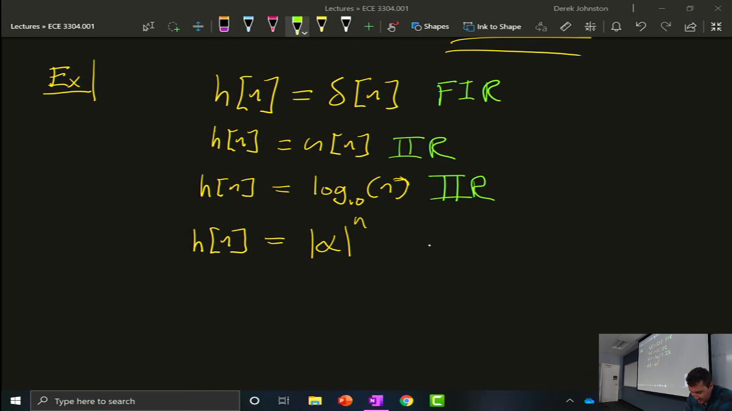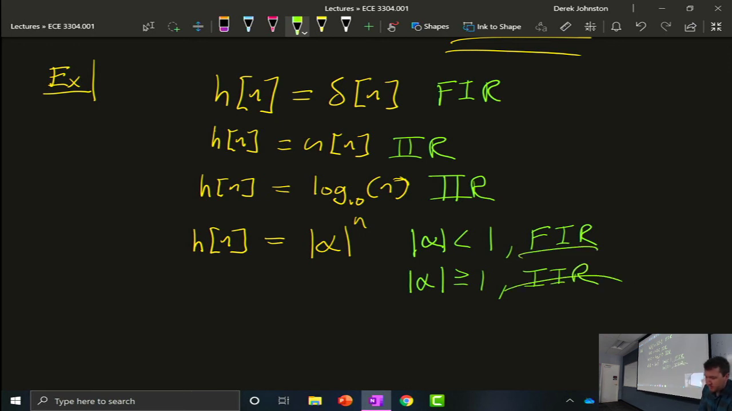So for alpha, let's see, an absolute value of alpha that's less than 1, it's going to be FIR, right? Because that is going to exponentially decay. But if alpha is greater than or equal to 1, then it's IIR, right? So it can depend on the constants that we throw at it as well. All right, any questions about that?